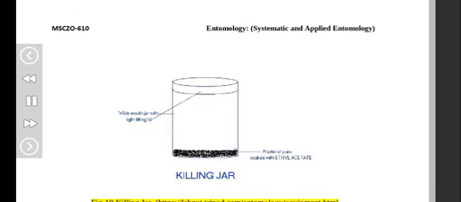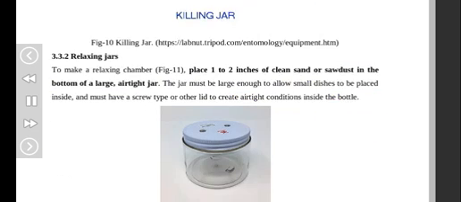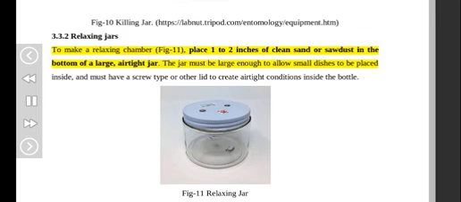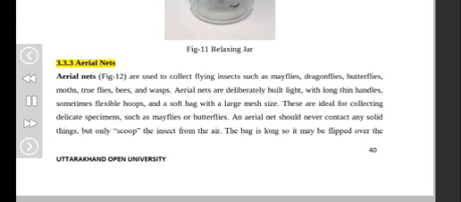3.3.2 Relaxing jars. To make a relaxing chamber, Fig. 11, place 1 to 2 inches of clean sand or sawdust in the bottom of a large, airtight jar. The jar must be large enough to allow small dishes to be placed inside, and must have a screw type or other lid to create airtight conditions inside the bottle. Fig. 11 Relaxing jar.